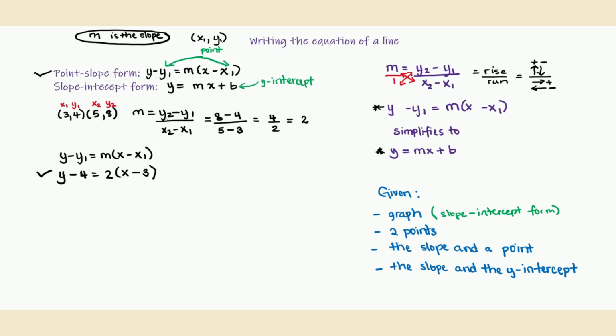Of course, if you are asked for slope-intercept form, then we need to simplify. So this would be y minus 4 equals 2x minus 6, and then we can add 4 on both sides of the equation to see our slope-intercept form, which is y equal 2x, and negative 6 plus 4 is negative 2. So this will be the slope-intercept form.